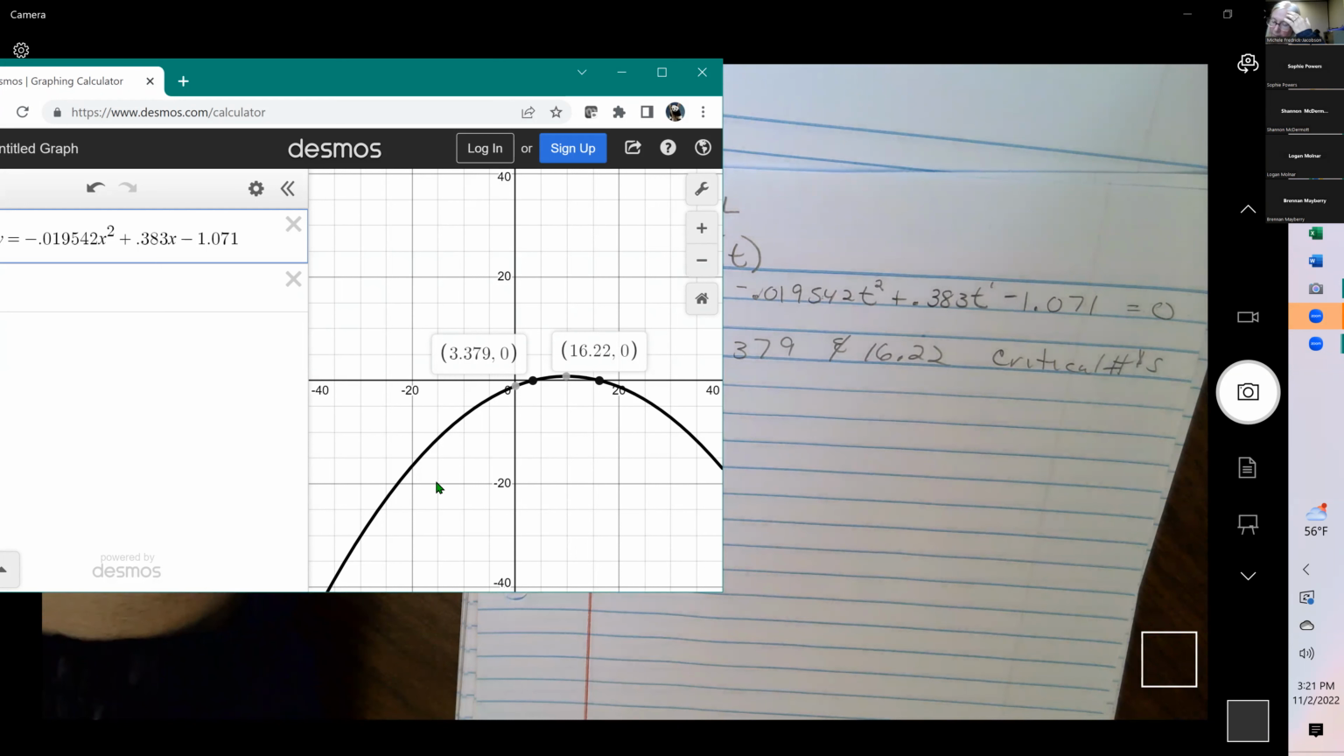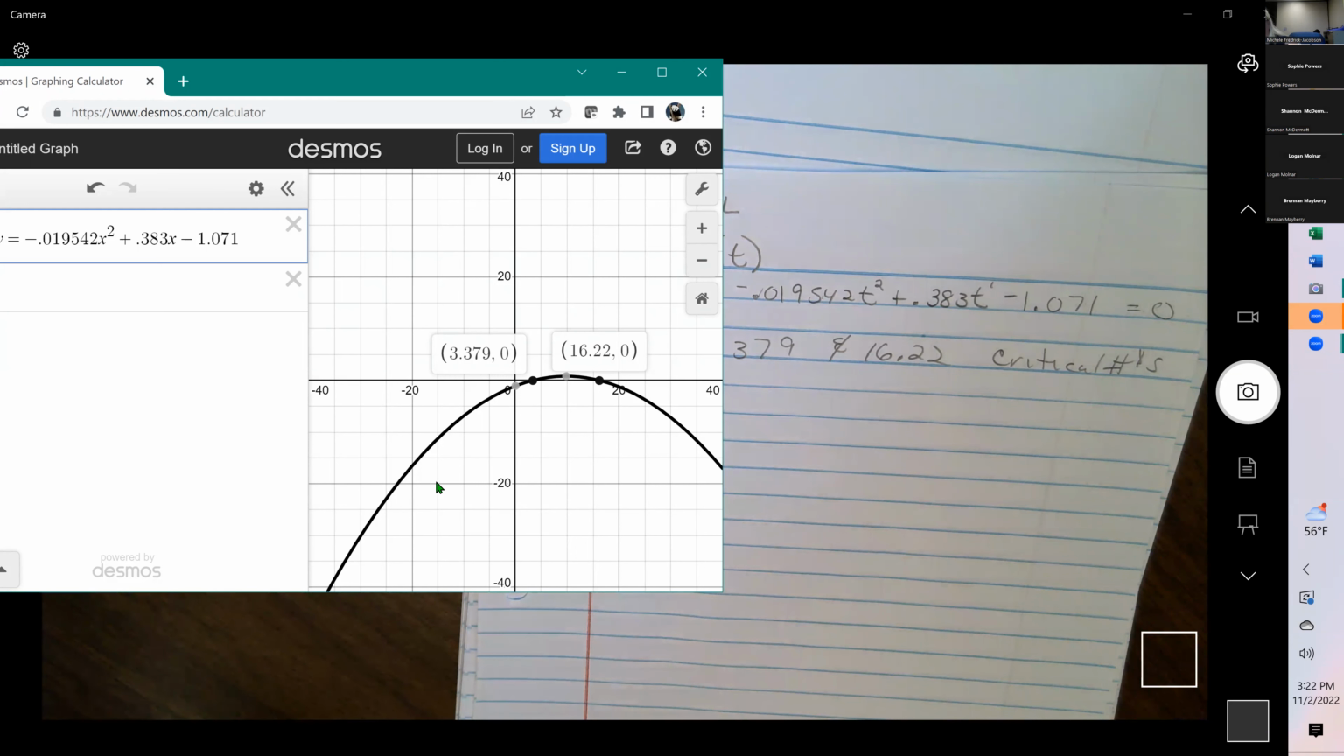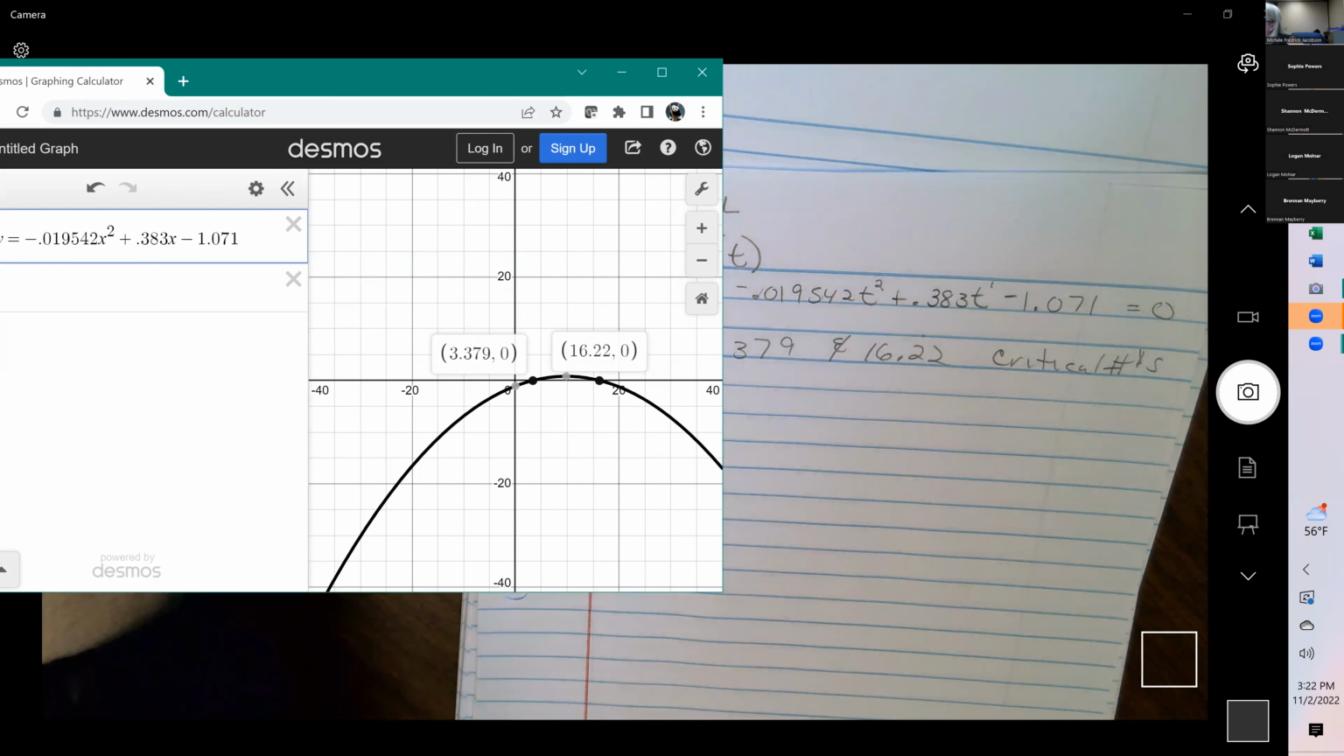See what this one's asking for. I think they're keeping the decimal. Normally I ask for whole numbers. Any questions on that part?